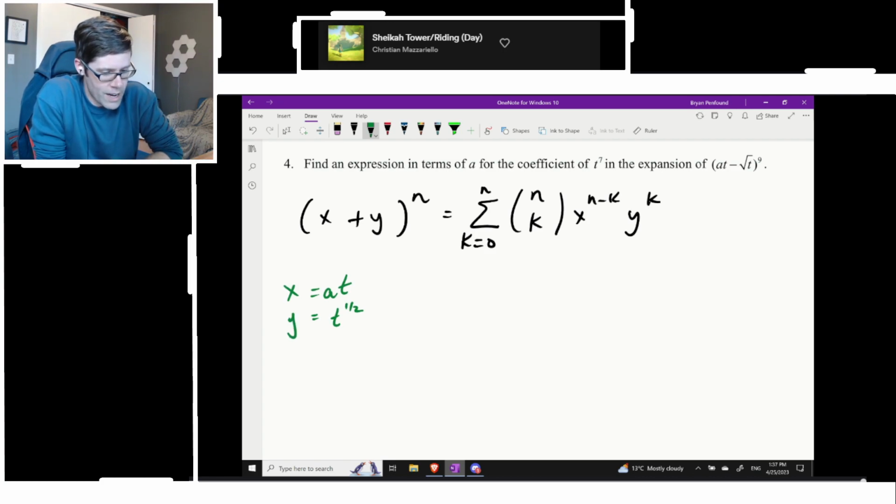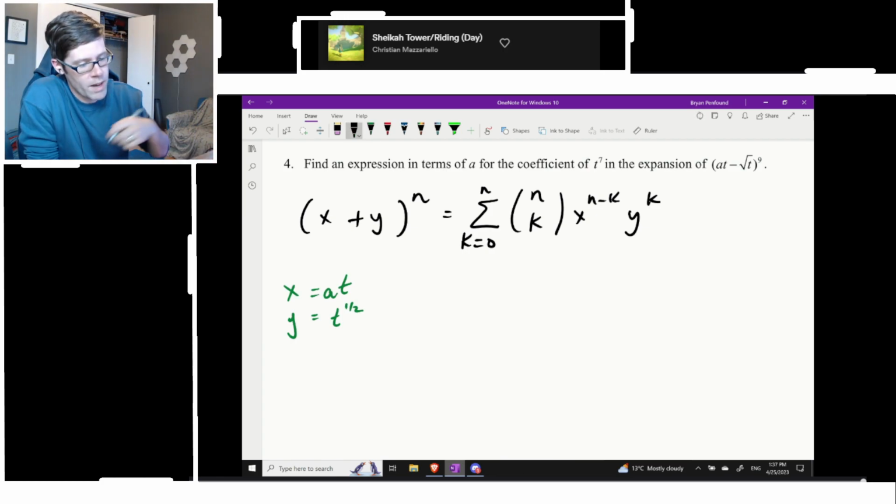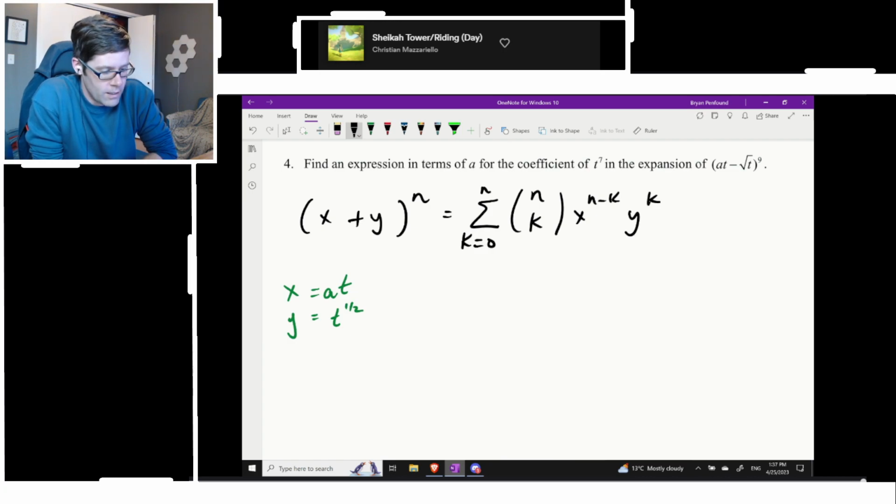Good ideas all around, except for those of you that said expand it out. Those are bad ideas, poor ideas. Wrong. We definitely should not be expanding this all out. Okay, so what do we have?